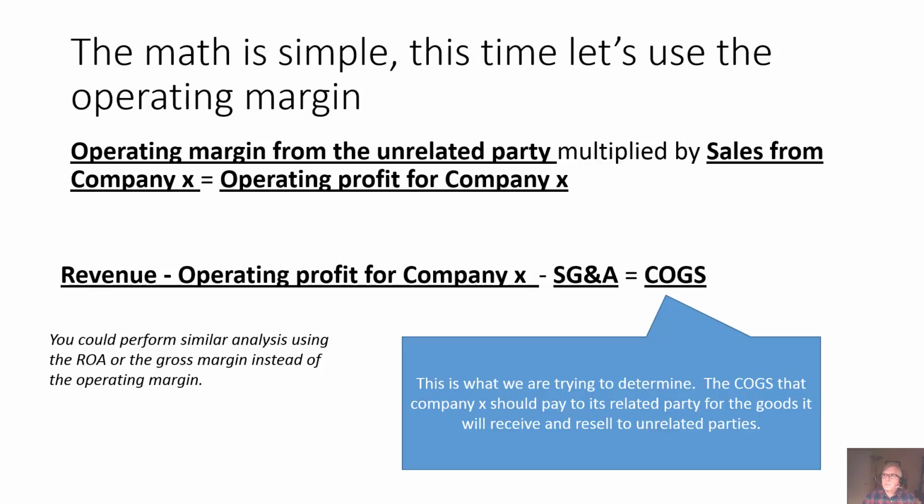We could also solve this problem by doing the same mathematics, but using the ROA as we did on the earlier example, but multiplied by the assets to come up with what the operating profit would be. Or you could use the gross margin, which again is the gross profit over sales, and say if I took the gross margin and multiplied it times their sales, I'd be able to fill in what their gross profit should be. And the difference between sales and that gross profit would be the COGS. And since we already know the SG&A, we can then calculate what the operating profit should be.